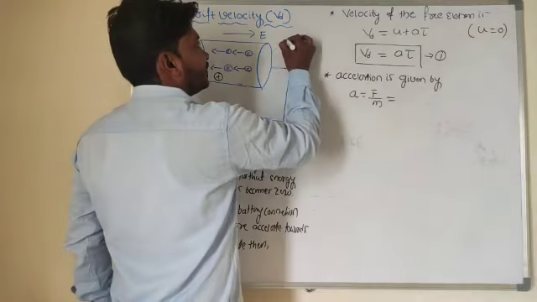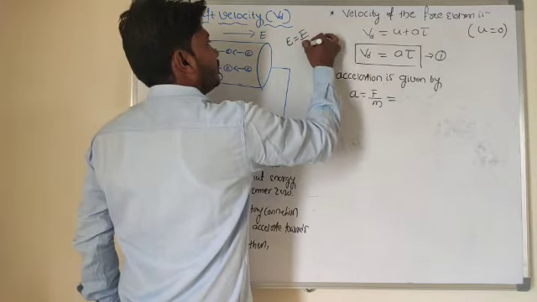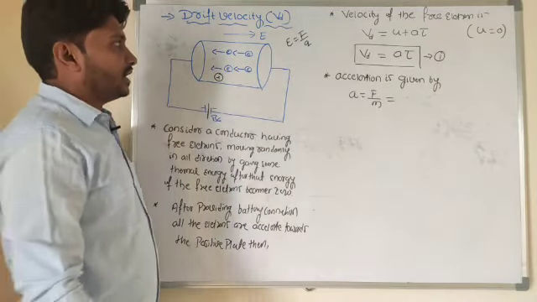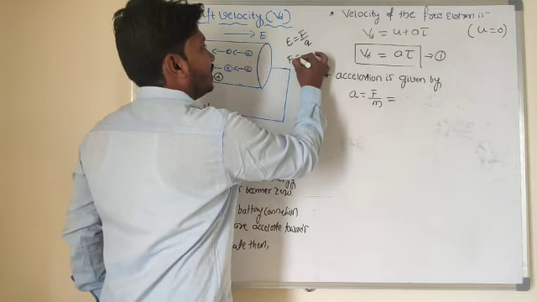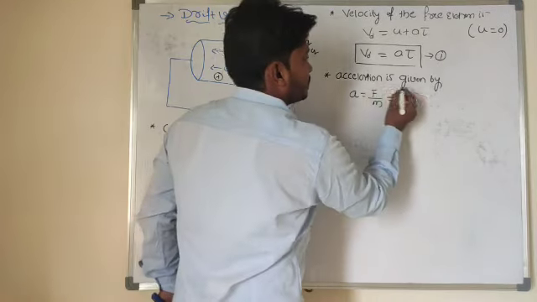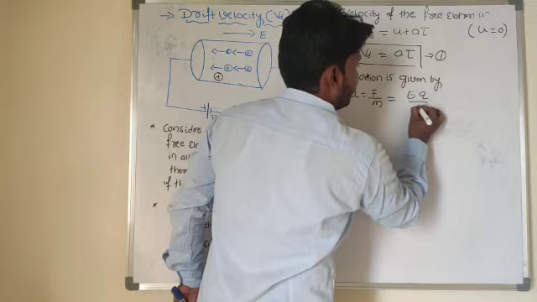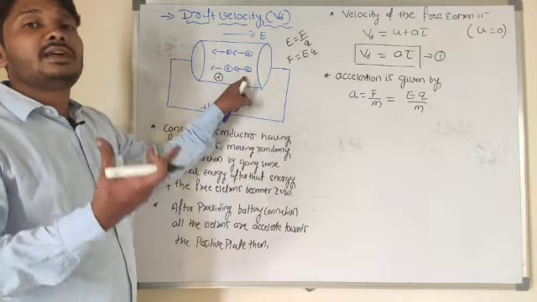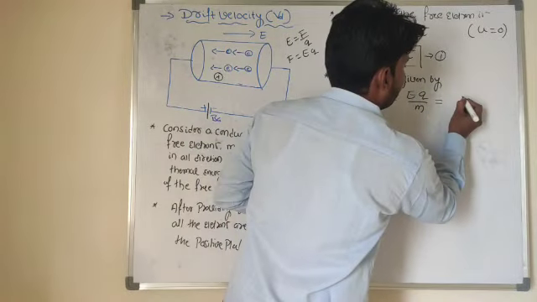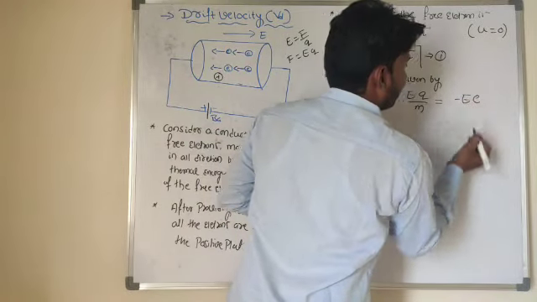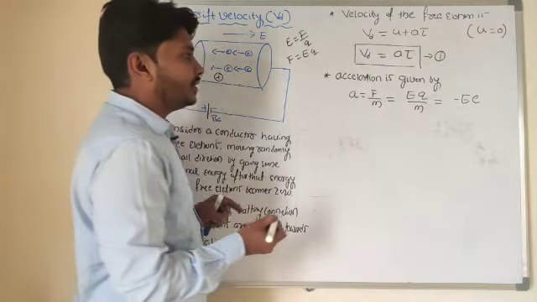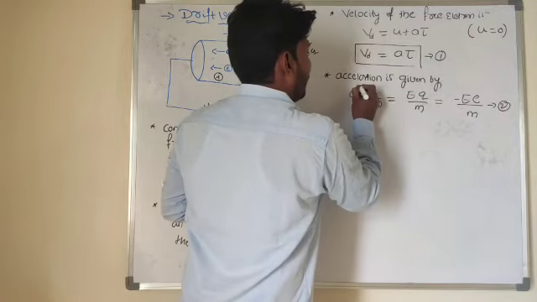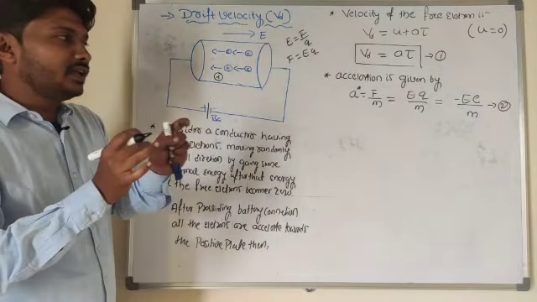So from electric charge and field, E is equal to what? F by Q. So electric field strength is force per unit positive charge. So F is equal to E into Q. So A is equal to E into Q divided by m, where Q is nothing but a charge. What kind of charge is it? It is a negative charge. So minus of e into E divided by m. So I got the value of acceleration of the free electron.